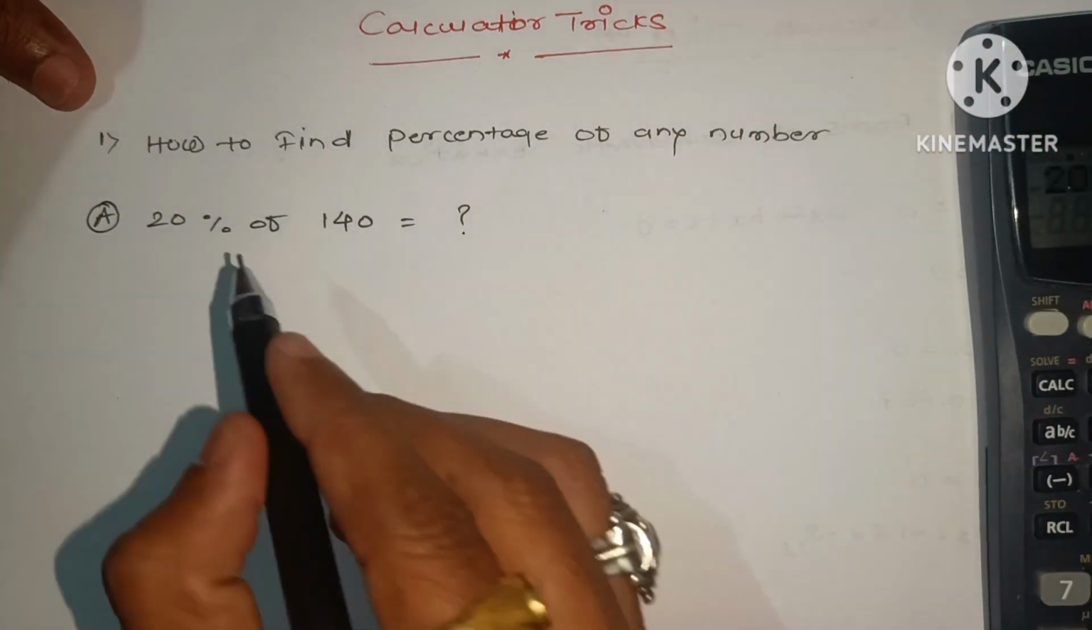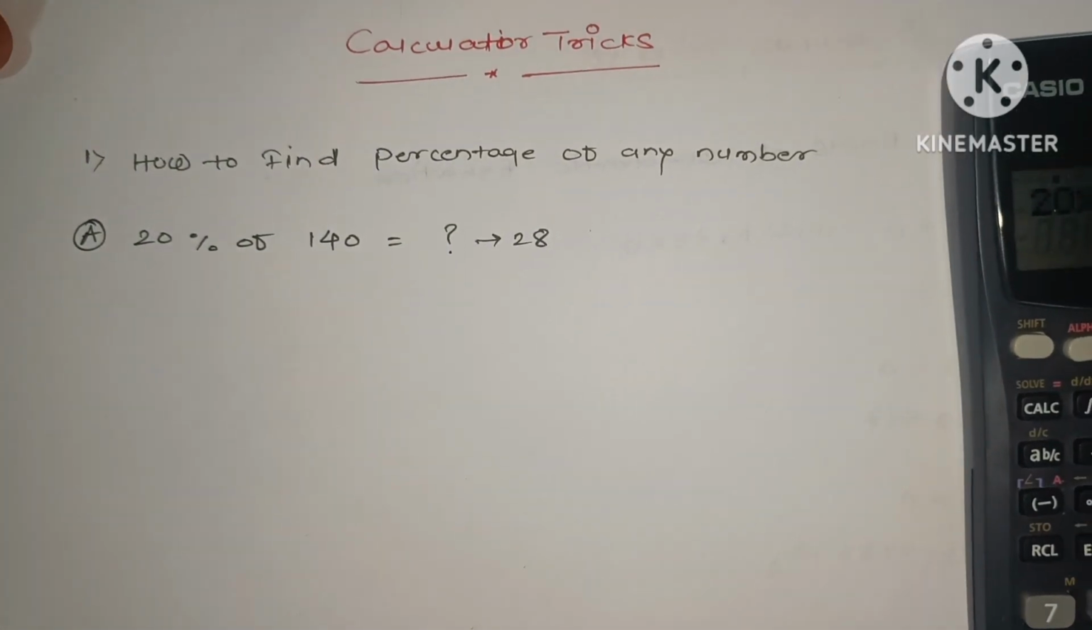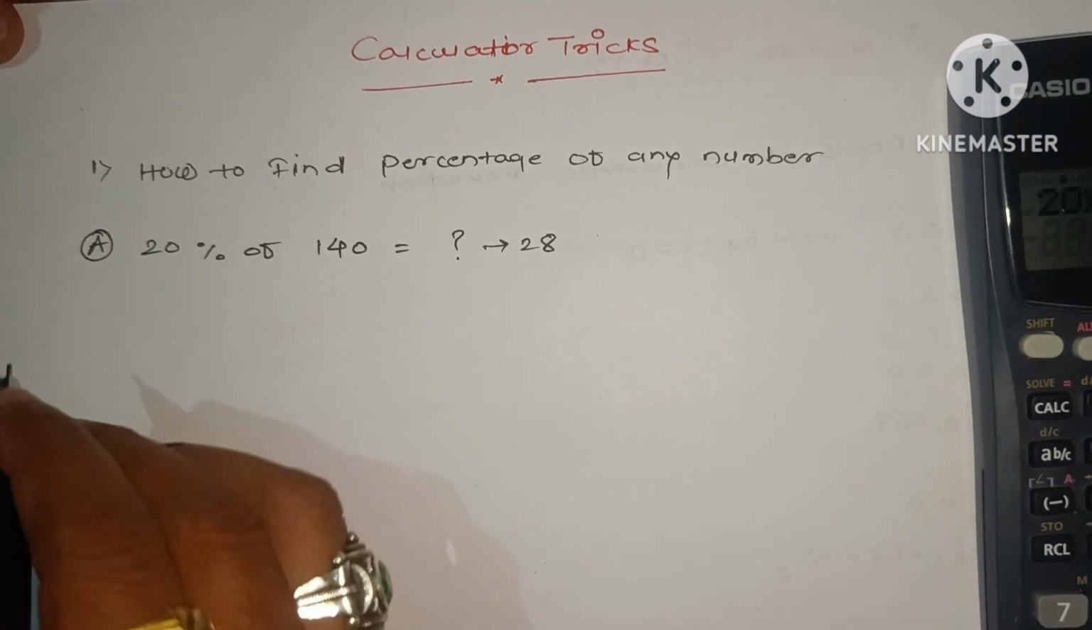So 20% of 140 will be 28. Fine. Let's take another example.